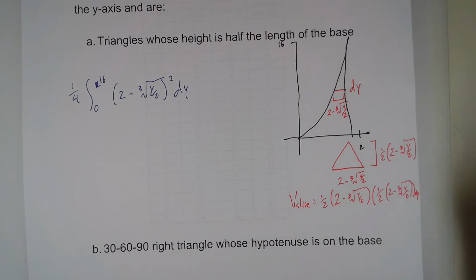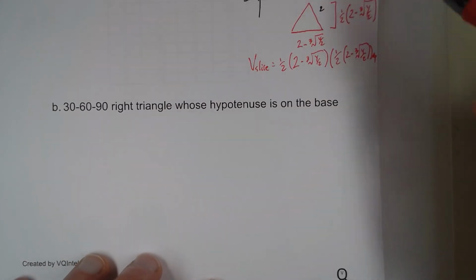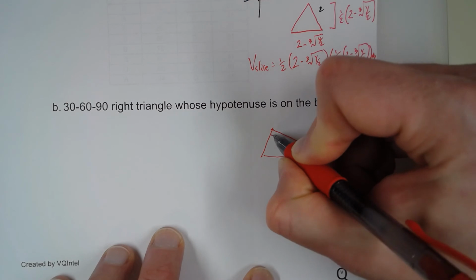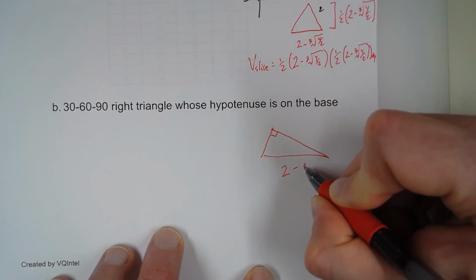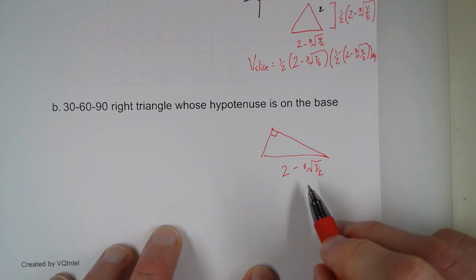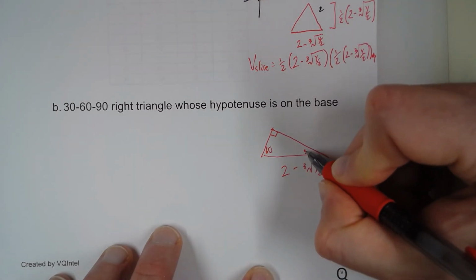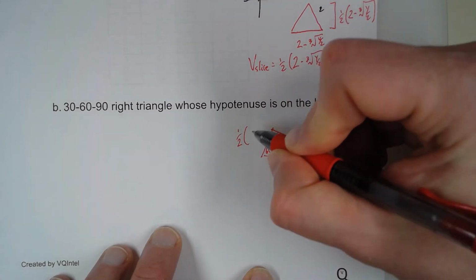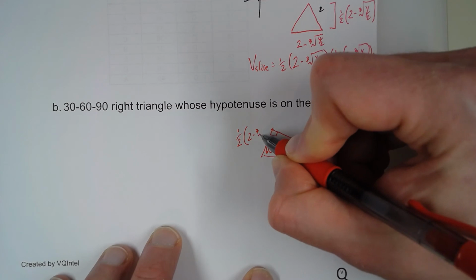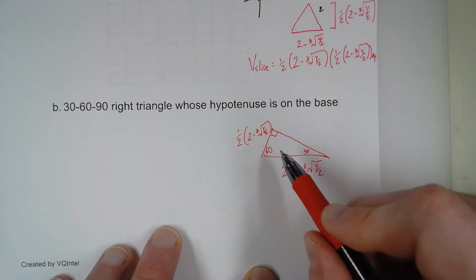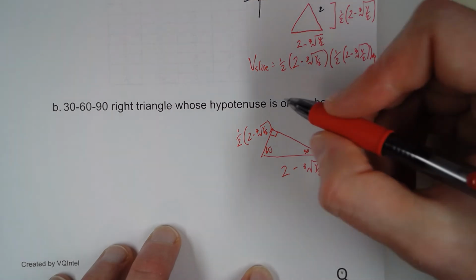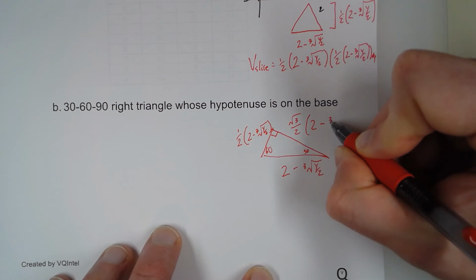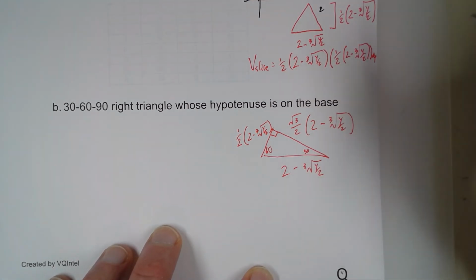Now with letter B, we have a 30, 60, 90 triangle whose hypotenuse is on the base. So the hypotenuse is 2 minus the cube root of y over 2. And so this is 60 and this is 30. So to go from the hypotenuse to the short side, we multiply by 1/2. So that's 2 minus the cube root of y over 2. And to go from the short leg to the long leg, we multiply that by square root of 3. So that's square root of 3 over 2 times 2 minus the cube root of y over 2.